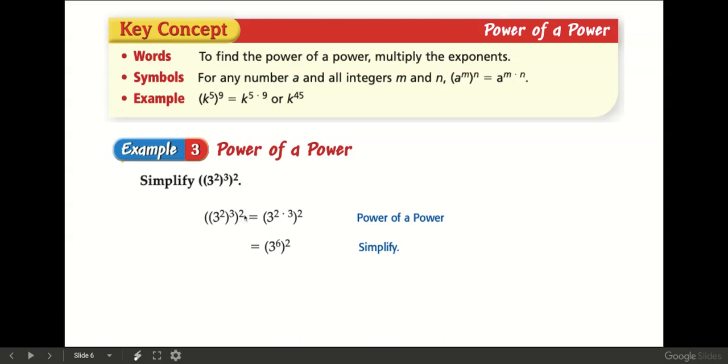And then now I can apply the last exponent, right? So I have 3 to the 6th to the second power, which again, I can apply my power to power rule and do 6 times 2, which is 12. So I finish with 3 to the 12th power. So again, I just applied my power to power rule twice, right? I applied it to the 2 on the inside, and then I applied it to the 2 on the outside.